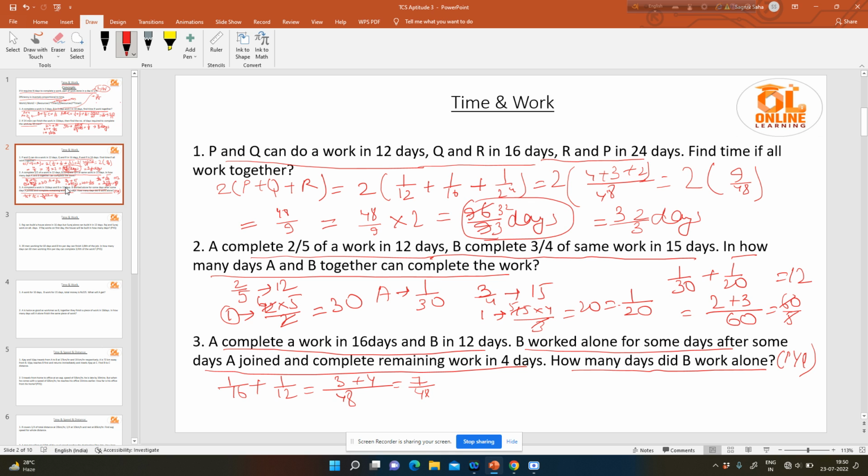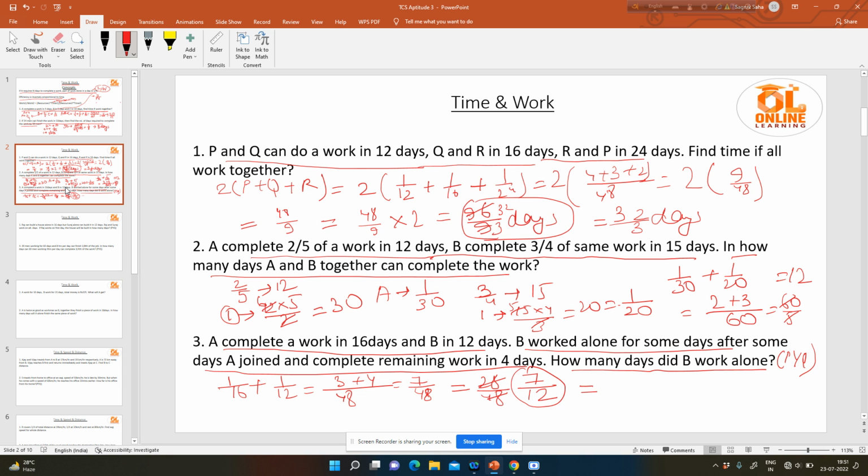It is given they worked together for 4 days and completed the work. So their 4-day work will be 7 into 4, 28 by 48. We can reduce it. It would be 7 by 12. So together they have done 7 by 12 of the work in 4 days, and then they completed.